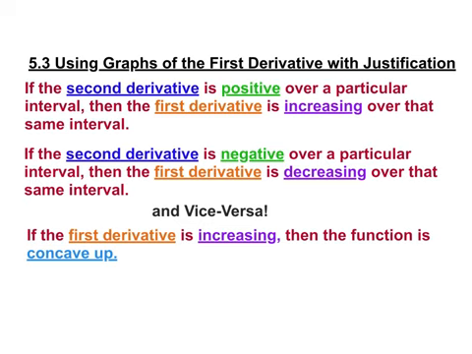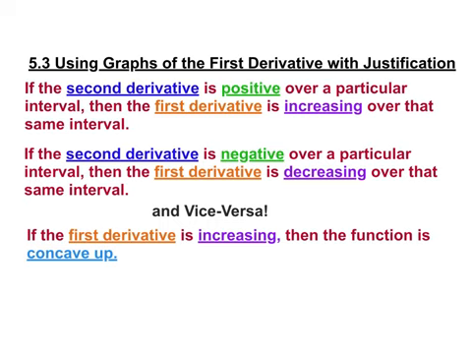So now this is not saying if the first derivative is positive. We're saying if the first derivative is increasing. Because we can have negative slope, but it's also increasing. We can have positive slope that is increasing. So we're not talking about positive or negative here. We're saying if the first derivative is increasing, then the function will be concave up.